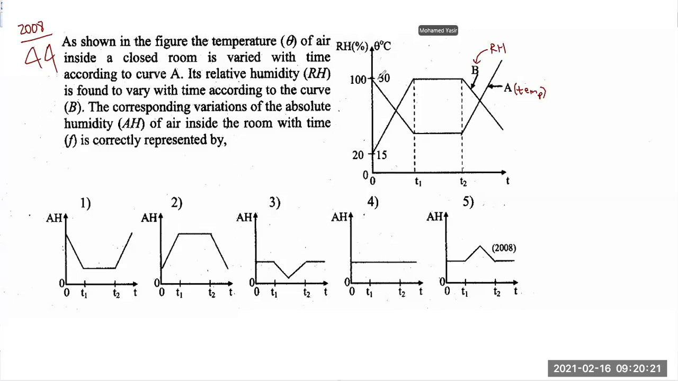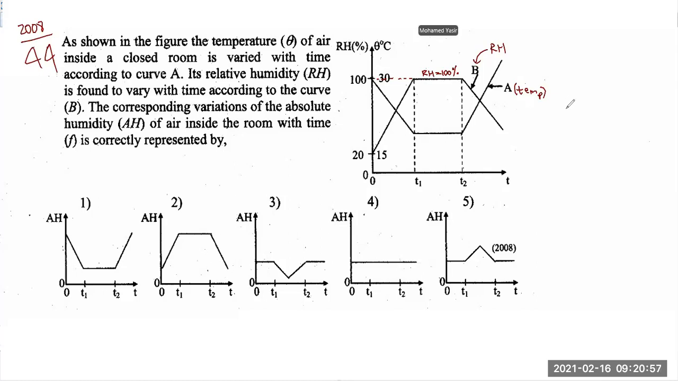And if you see, this point is 100. So for this part, relative humidity remains at 100. I think we have to be mindful about that. Two graphs, two axes, everything. So don't get confused, be careful. And this is temperature, 15 and 30 should be temperatures. The corresponding variation of the absolute humidity of air inside the room with time T is correctly represented by which graph. Now there are 3 time intervals we have to focus on: 0 to T1, T1 to T2, T2 to T.